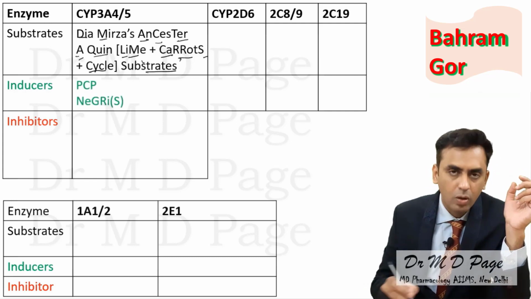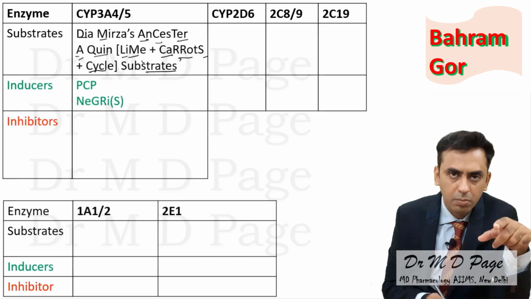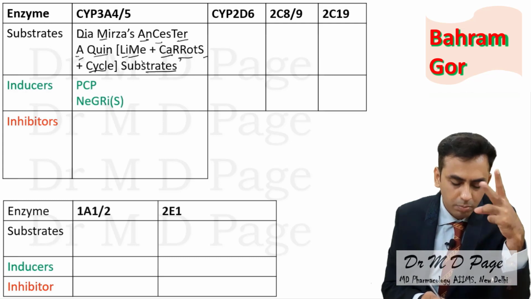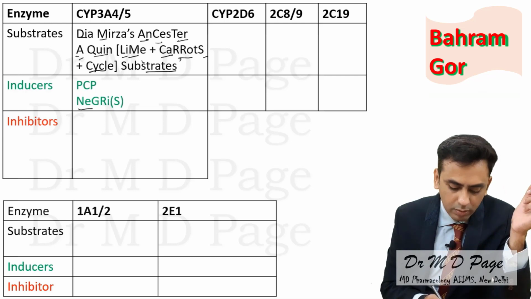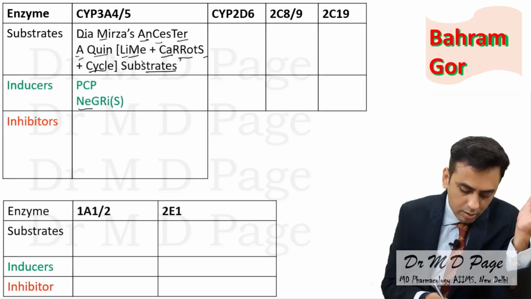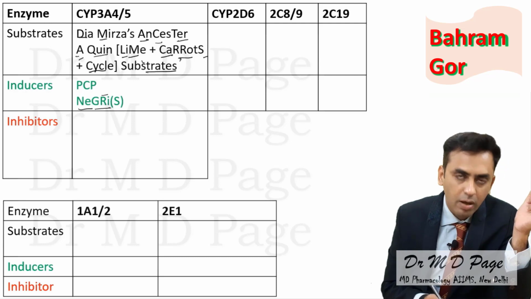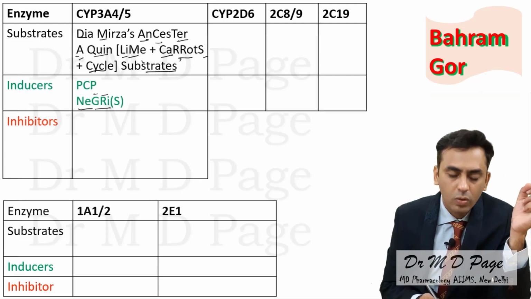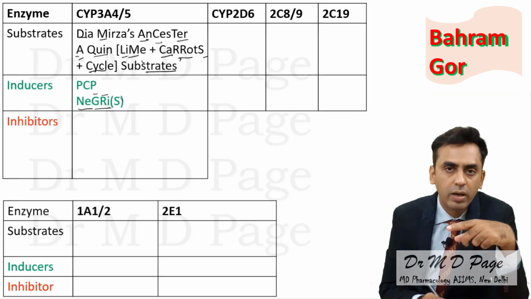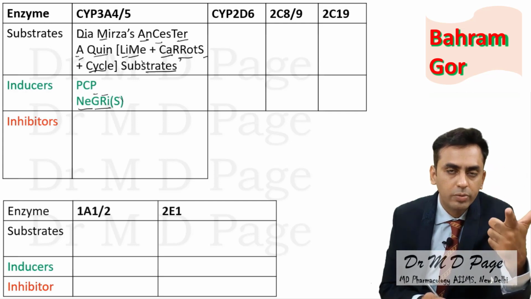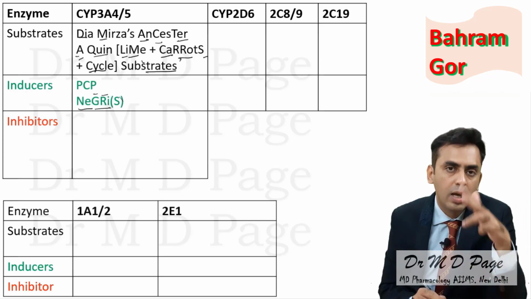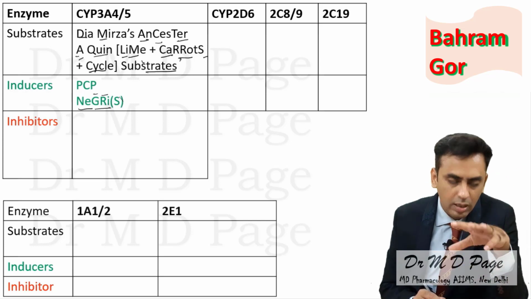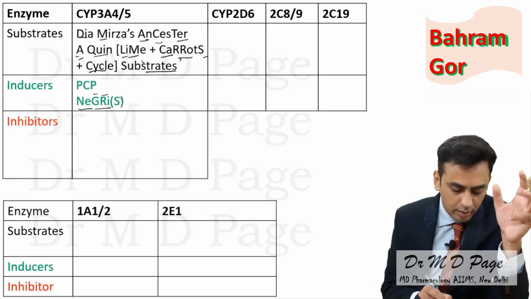Next, inducers, we saw PCP, 3 antiepileptics: phenobarbital, carbamazepine, phenytoin, nevirapine, griseofulvin, rifampicin, one more G is glucocorticoid, and S in brackets for environmental factors: smoking, Brussels sprout and St. John's wort. By St. John's wort we have hyperforin, and one more inducer is DDT. These are the environmental and other inducers.